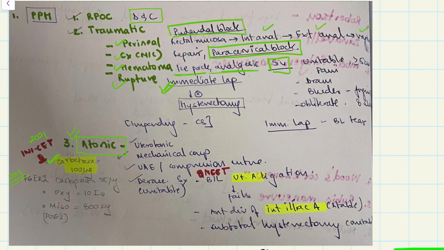So carboprost, the dose is 25 microgram. What was asked was the maximum dose of carboprost. So 8 doses can be given and the maximum is 2 milligram of carboprost. The dose of oxytocin is 10 international units and the dose of misoprostol, which is a PGE1 analog, is 800 micrograms. Right? If this does not control the bleeding, then mechanical compression can be given. Still no relief, then uterine artery embolization or compressive sutures can be performed, which are the B-Lynch sutures.